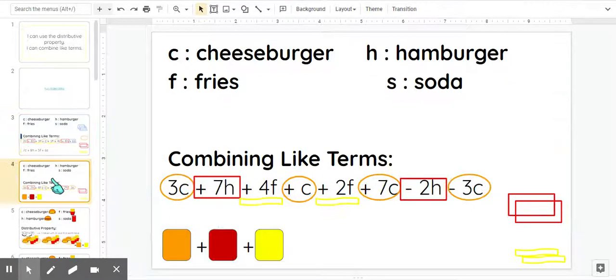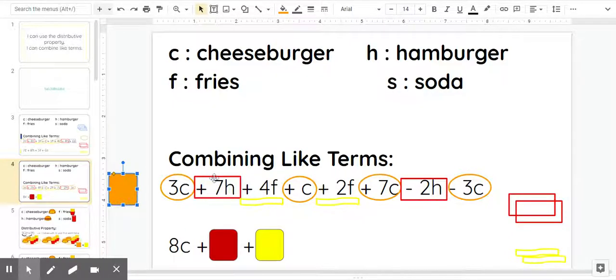Sometimes, though, there is subtraction, so we have to really pay attention. So for my cheeseburgers here, I have 3 plus 1, which is 4, plus 7, which is 11, but then minus 3. So 11 minus 3 is 10, 9, 8.